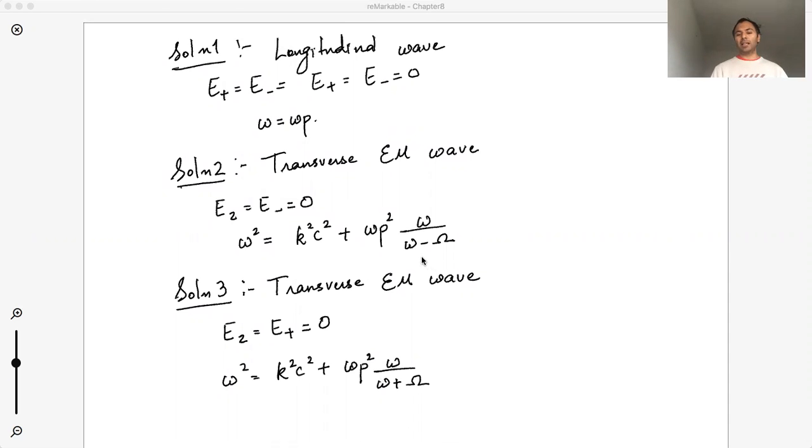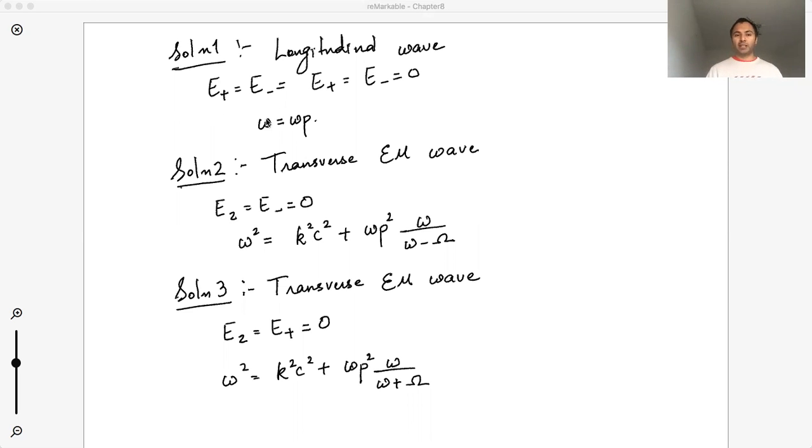And the reason for that is solution 2 and solution 3 were degenerate in the isotropic case. And you can see that they're degenerate if I remove this term here, right? You get back the same dispersion relationship. So they're the same waves. So what the magnetic field has done is it has created 3 possible solutions, 3 possible types of waves.